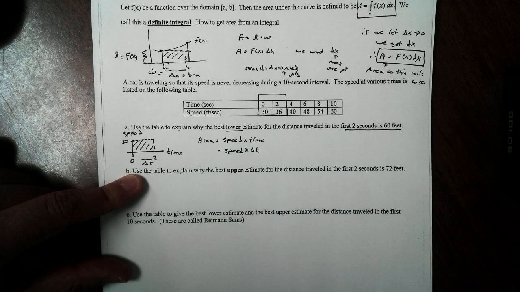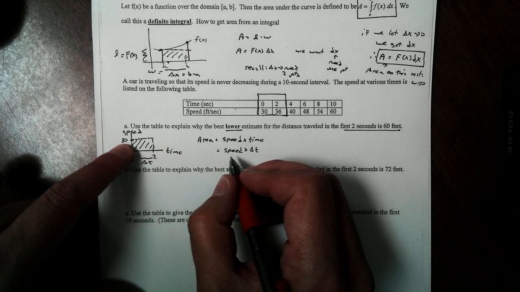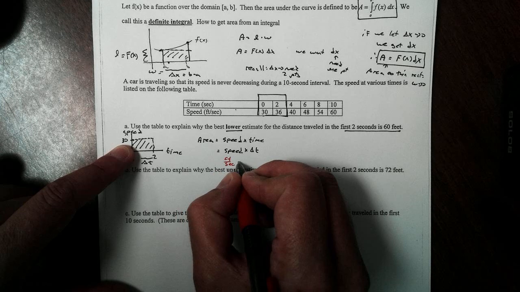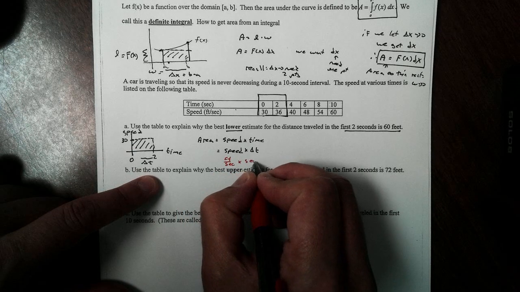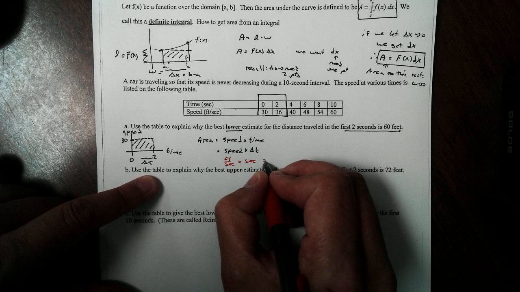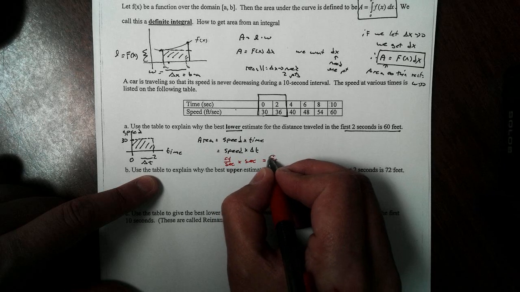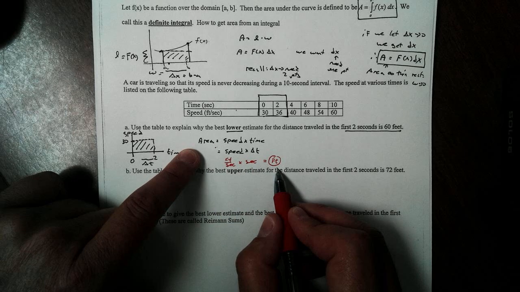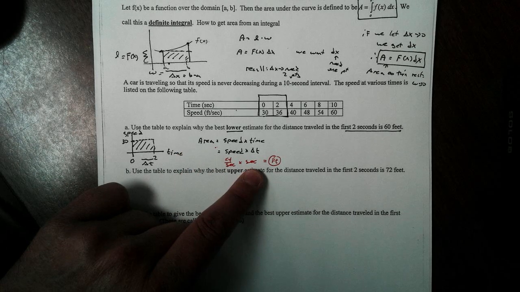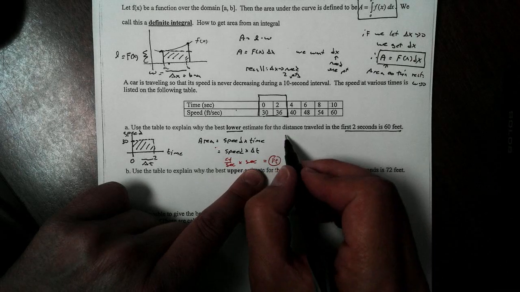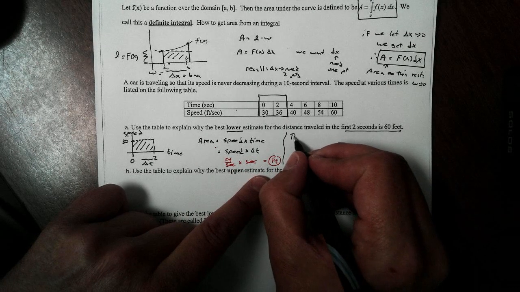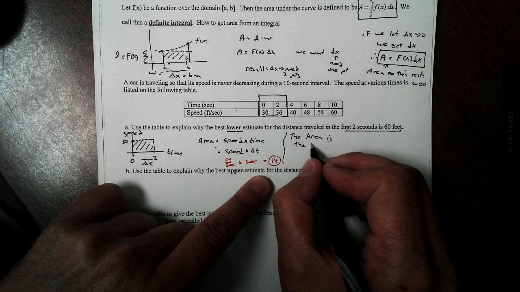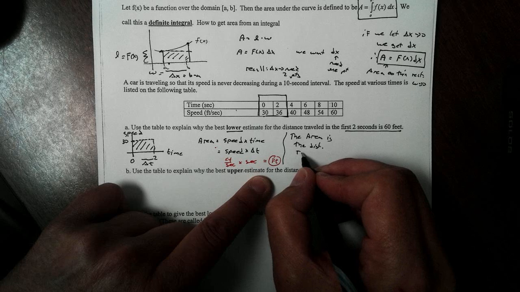So let's look at just the units alone. This is always good practice. Speed here is measured in feet per second, while time is measured, of course, in seconds. Those seconds cancel, and what we're left with is feet. So the area here is giving me feet units. So the area, in this case, is giving me distance. So what this tells me is that the area is the distance traveled in 2 seconds.